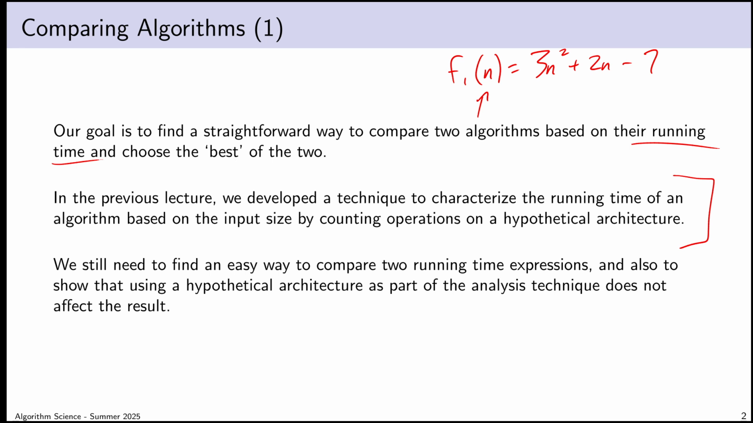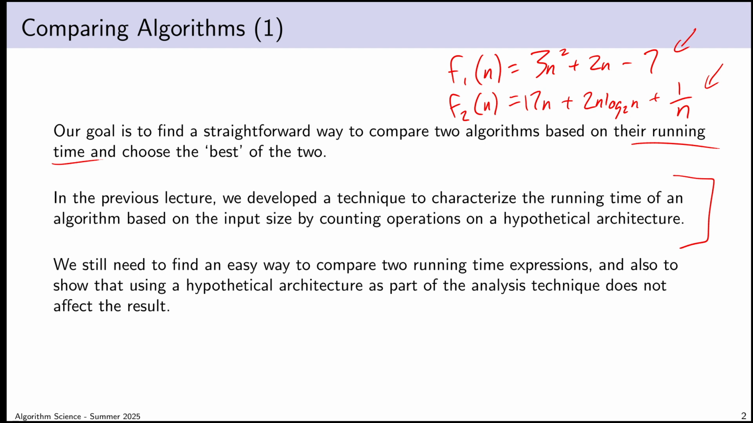So last time we developed a technique that lets us characterize the running time of an algorithm based on the input size by counting operations on the hypothetical architecture that I was just talking about. We still need some way, though. If I have two different running time expressions, so suppose I have f1 of n equals 3n squared plus 2n plus 7, and then I've got f2 of n equals 17n plus 2n log n base 2 of n plus something really bizarre like 1 over n. That's weird. If I have these two expressions, the question is still which algorithm is faster. I mean, if one algorithm has this running time and one algorithm has this running time, which algorithm is faster?